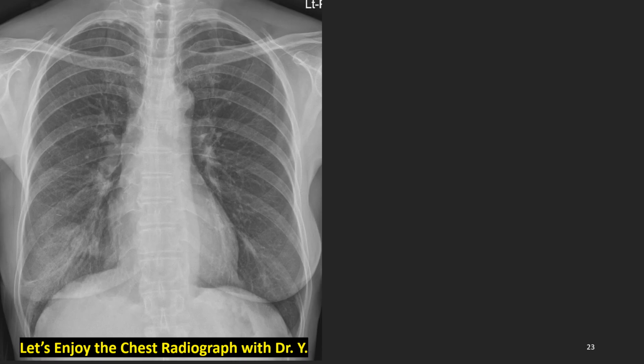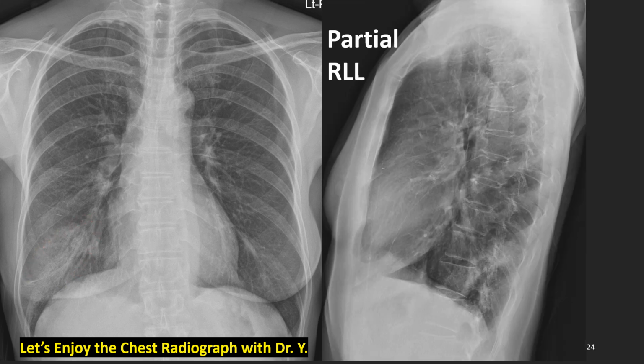What about this image? Airspace consolidation around here. We know the minor fissure is about here, the major fissure is about here. So consolidation including below the major fissure means outside the major fissure. That is, yes, lower lobe pneumonia. Lower lobe pneumonia. Is that correct? Does it concur with your imagination? Yes, partial involvement of the right lower lobe.